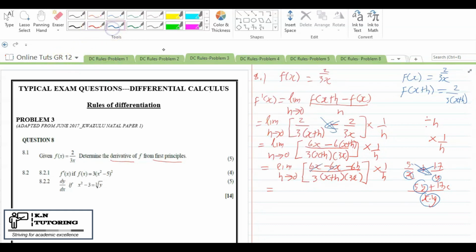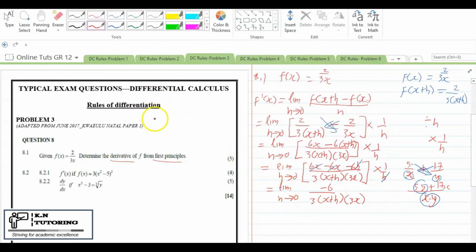And then you can also see that you'll be having one term at the top, which is minus 6h. This 6h, the h will cancel this h. I'll be left with what? Limit as h approaches 0. I'll be left with minus 6 divided by 3 into x plus h, all multiplied by 3x. That's what I'm left with. I don't even have to write the square brackets because it will be multiplied by 1 outside.